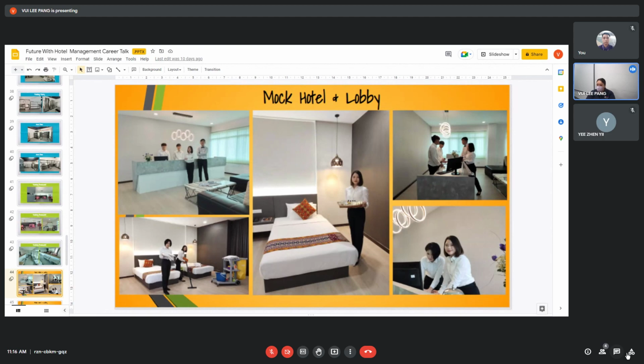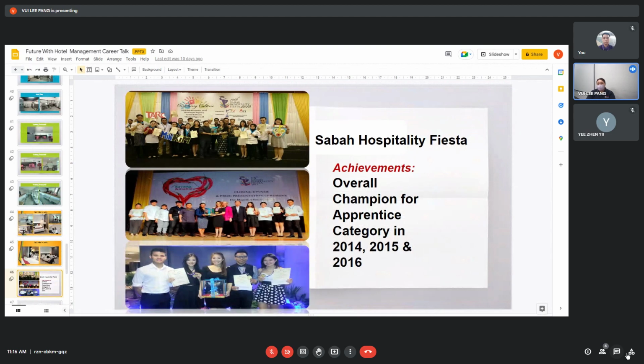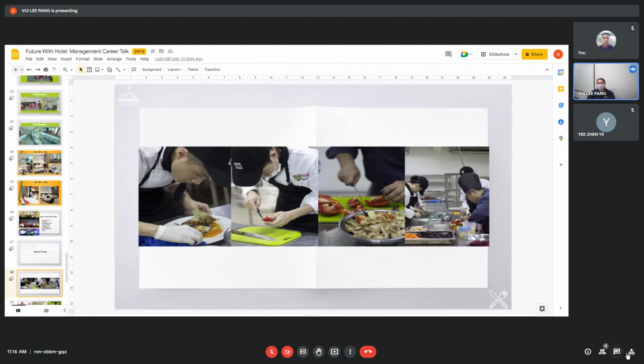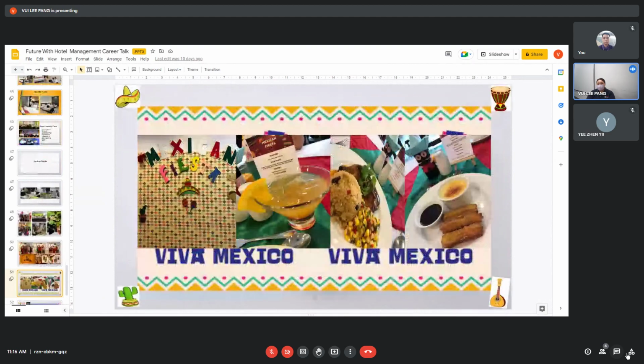And then this is our mock hotel and lobby. They are doing check-in, check-out, room cleaning, mock cleaning, public area cleaning. And then this is some of our achievements during our Sabah Hospitality Festa. This is some of the student artworks during their practical class. They do the teams. Team lunch.